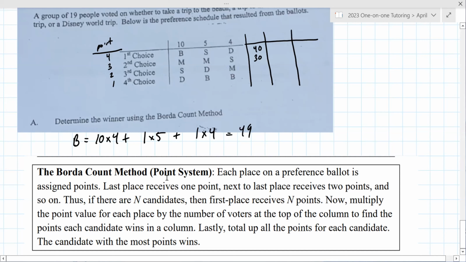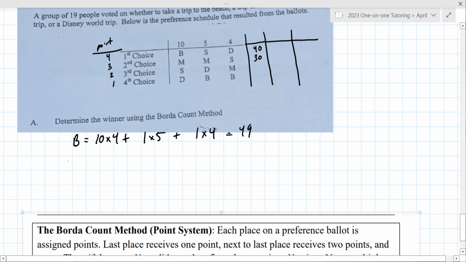And then we do the same thing for M. I'm just choosing the order based on the first column; there's no other thing going on there. So for M, we've got 3 times 10 plus 3 times 5 plus 2 times 4. So 30 plus 15, 45 plus 8, that's 53.